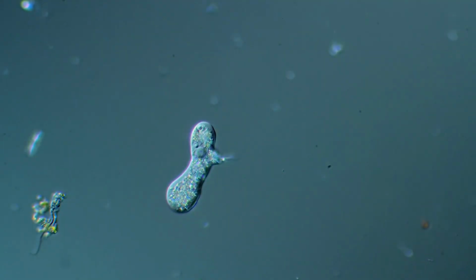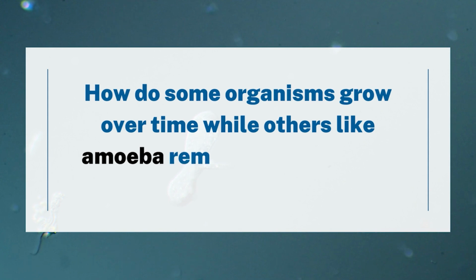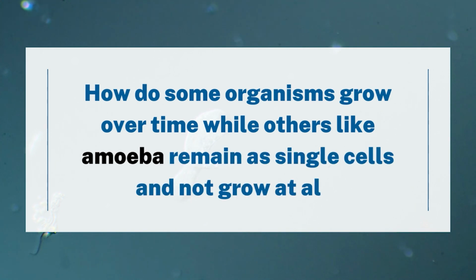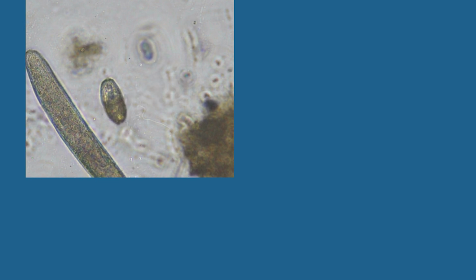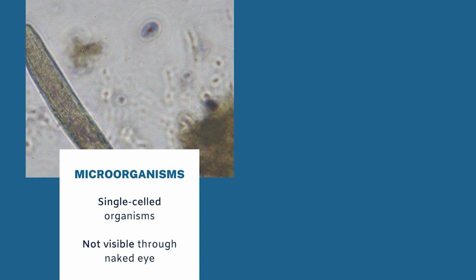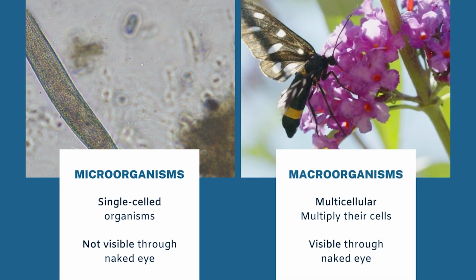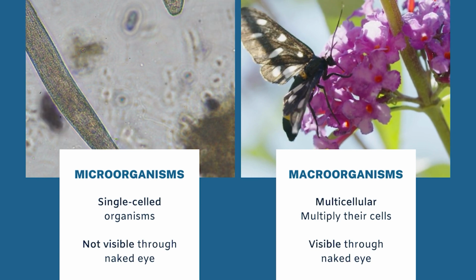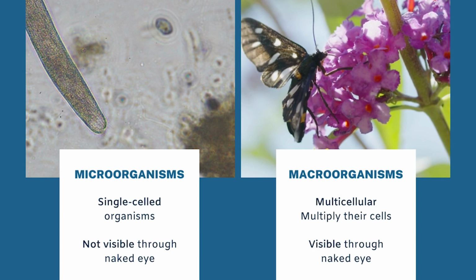So now you might have another question: how do some organisms grow over time while others like amoeba remain as single cells and not grow at all? Well, it's quite simple. Microorganisms exist as single-celled organisms, while larger organisms that grow over time are multicellular. That's because they multiply their cells, which makes them big enough for us to see with the naked eye.